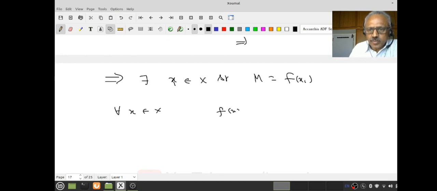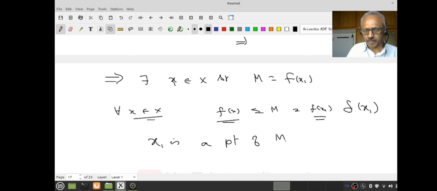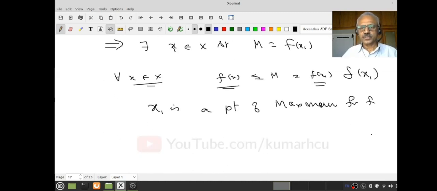Now what do I know about f(x)? That is less than or equal to M, because M is the least upper bound. But this M is f(x1). Therefore what do I get? For every x, f(x) is less than or equal to f(x1). So what does it mean? x1 is a point of maximum.